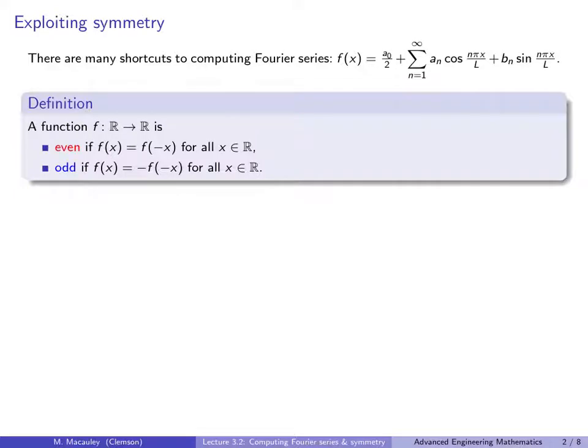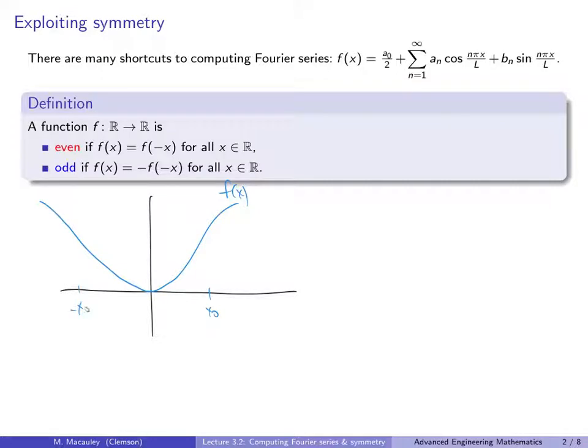If I draw a picture of this, it should be clear what this means. So let's sketch a function. Say this is f of x, and let's say this is x naught right here. Then a function is even if we take negative x naught, and f of x naught is up here, and that has to be equal to f of negative x naught. So this just means that the function is symmetric about the y-axis. That's all it means to be even, graphically.